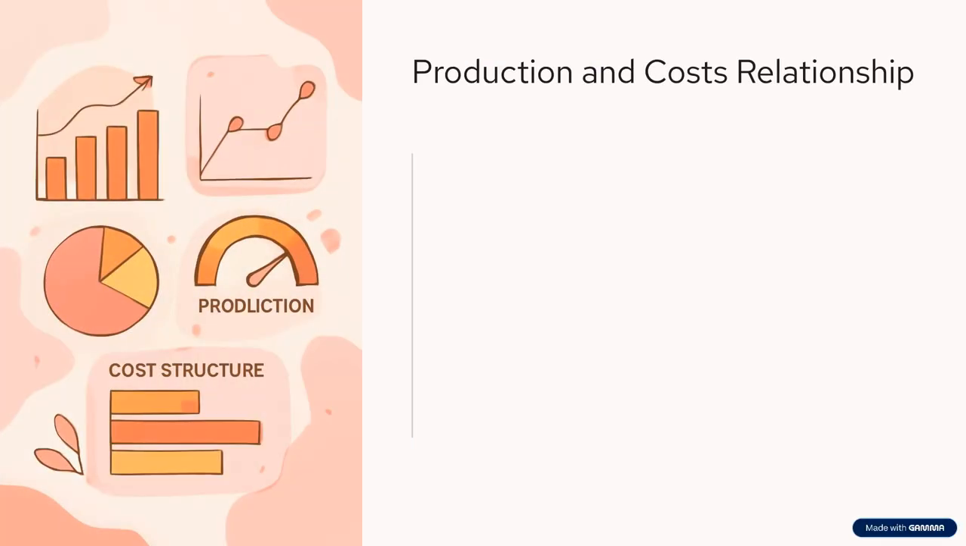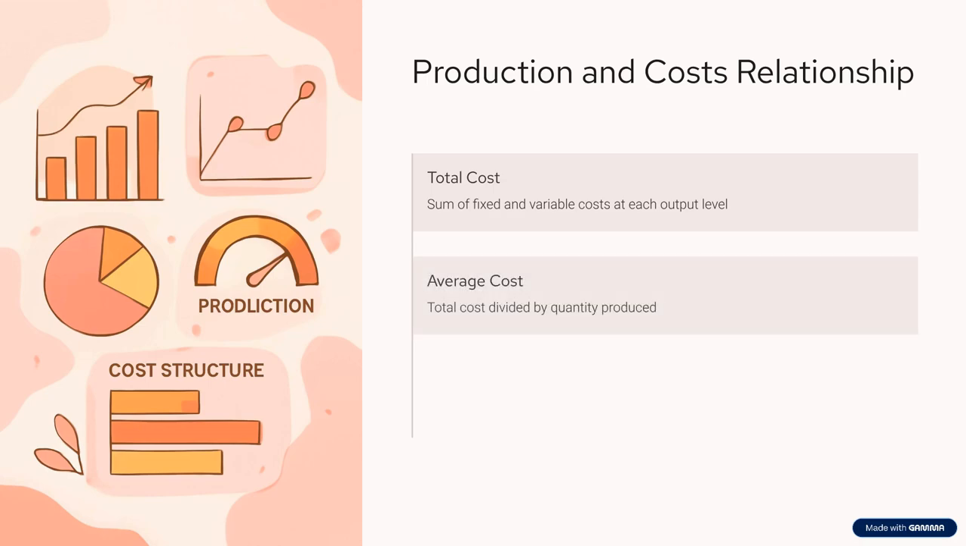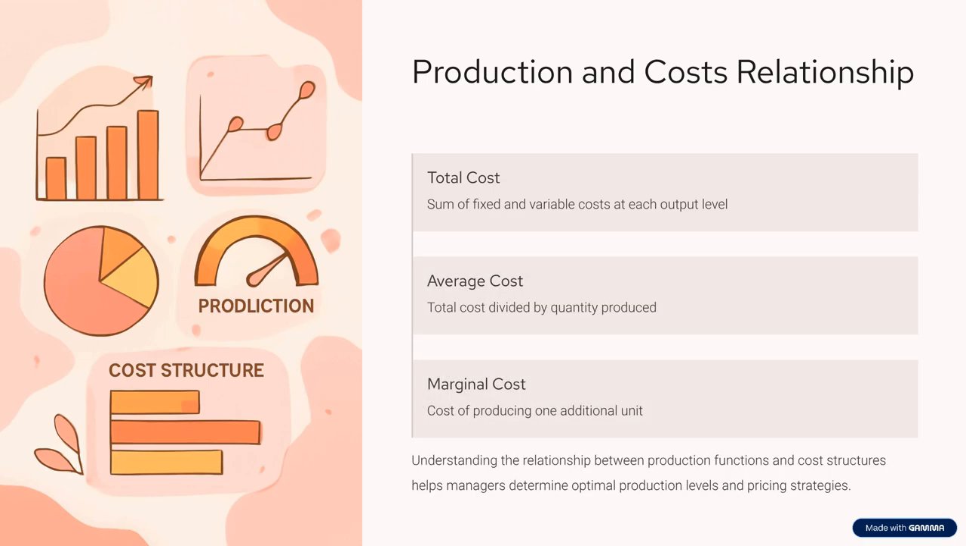The relationship between production and costs is critical. Total cost is the sum of fixed and variable costs. Average cost is total cost divided by quantity produced. Marginal cost is the cost of producing one additional unit.